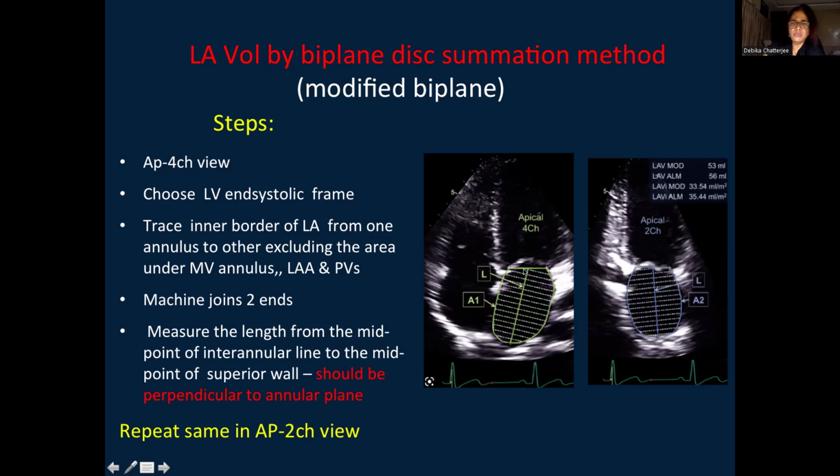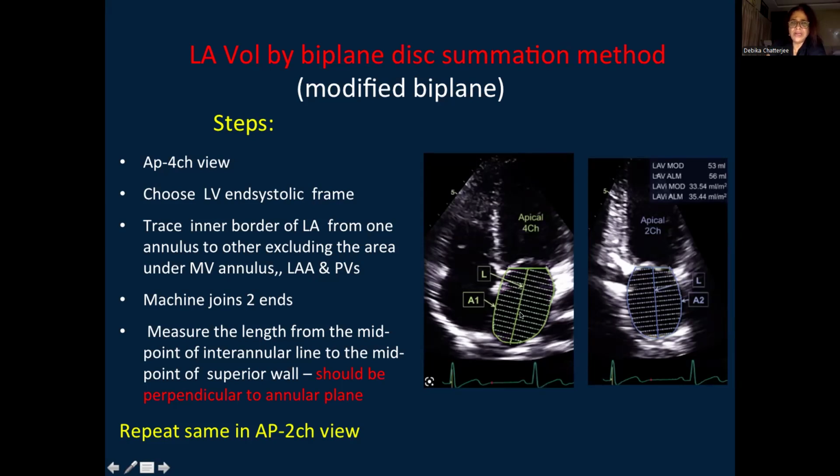We don't join those 2 points, the machine joins them. So first we get this area, and then a line comes, which is the length, and that length should be almost perpendicular to this interannular line. So here we get one area 1 and one length, and we then go to the apical 2-chamber view, and the whole thing is repeated where we get an area 2 and another length. Now, as I said, this length should be perpendicular to the annular plane.